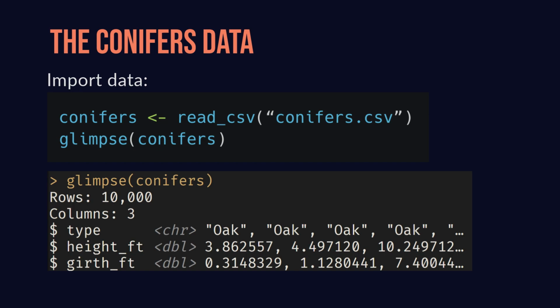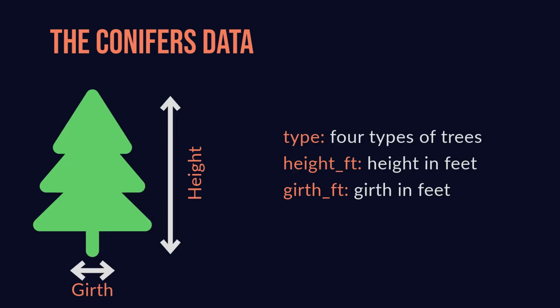Glimpse is another function from the dplyr package that is used to look at the contents of the data. Calling glimpse, we can see that the data has 3 columns and 10,000 observations. The data contains 3 variables: type, which contains the names of 4 different species of conifer trees, namely oak, maple, pine, and birch, their heights in feet, and their girths in feet.